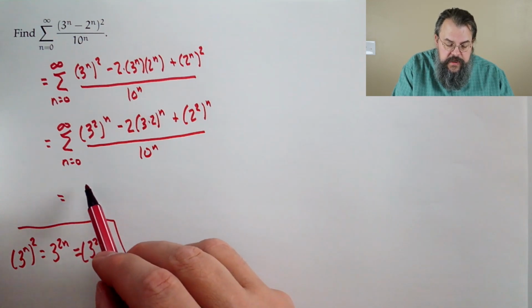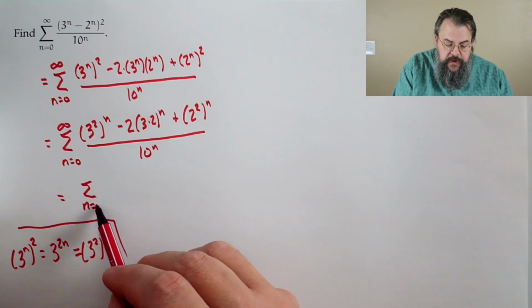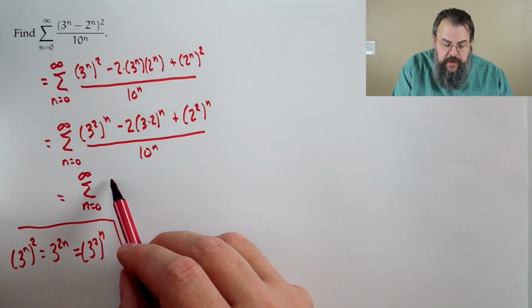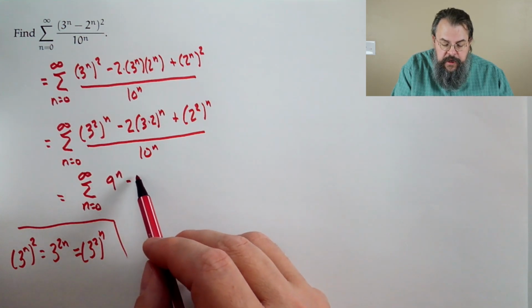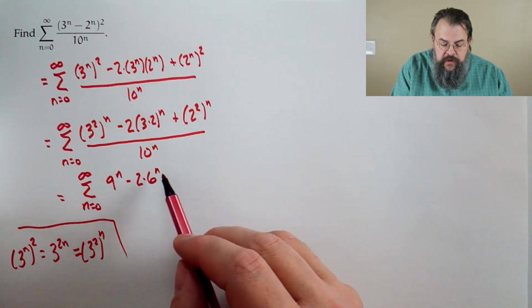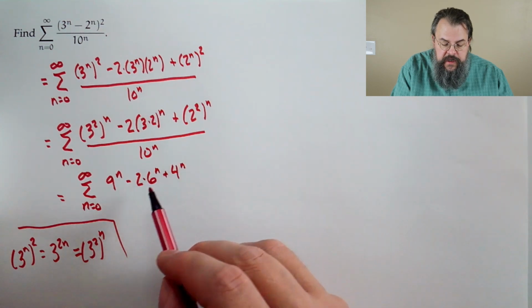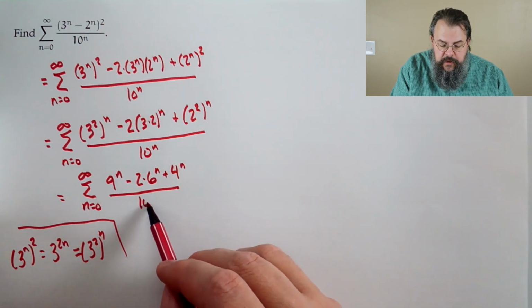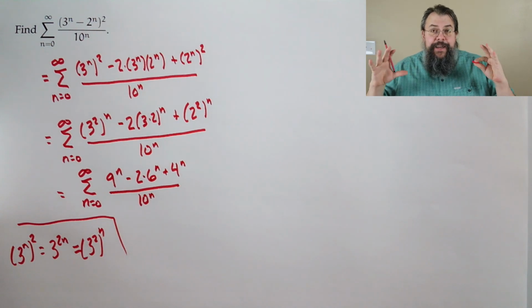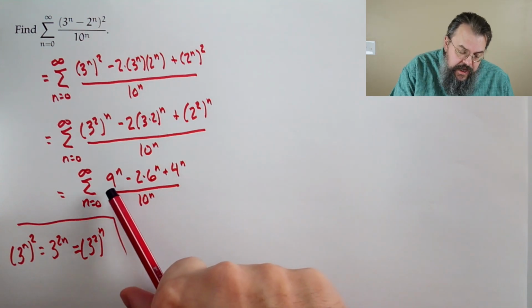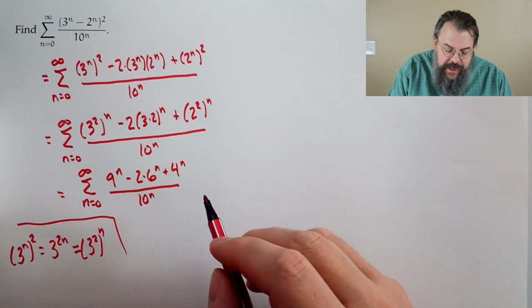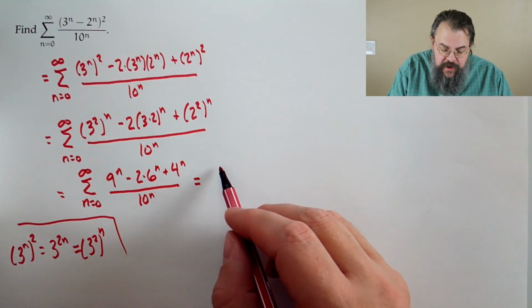So let's see what this becomes. Sum from 0 to infinity. Of course, 3 squared is really 9. So we have 9 to the power n minus 2 times 6 to the power n plus 4 to the power n, all over 10 to the power n. Now the good news is, if you look at the highest term, 9 is better than 10, which is good. It means we've really got a chance for success.